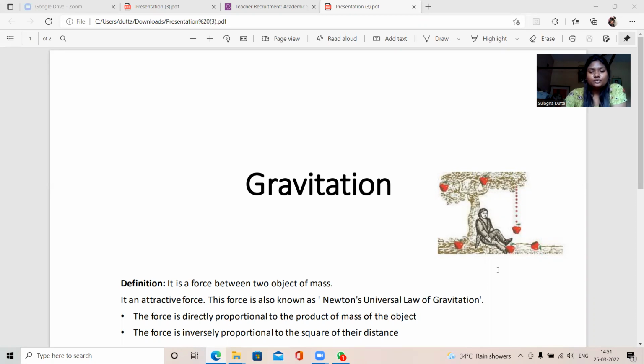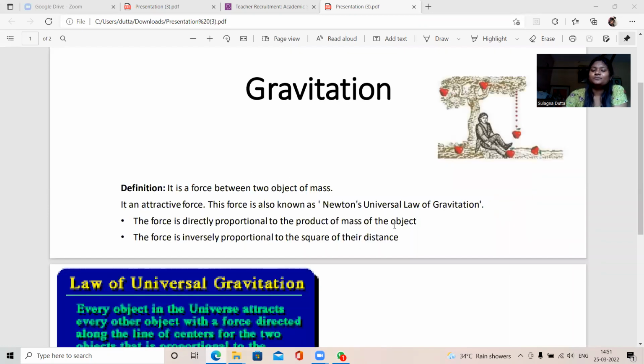Firstly, we go to the first slide and we can see that the force is directly proportional to the product of the masses of the objects. And second, the force is inversely proportional to the square of the distance.